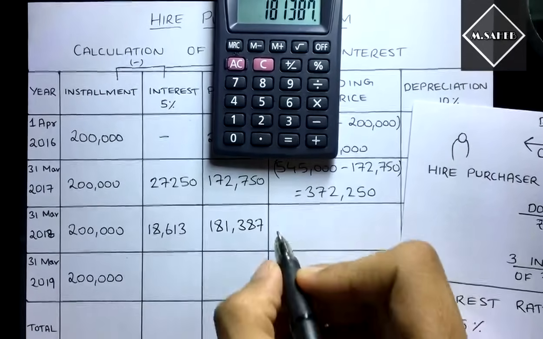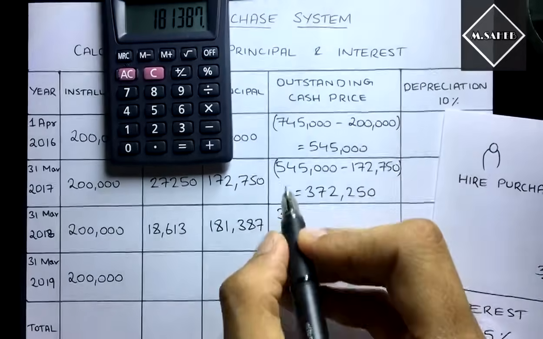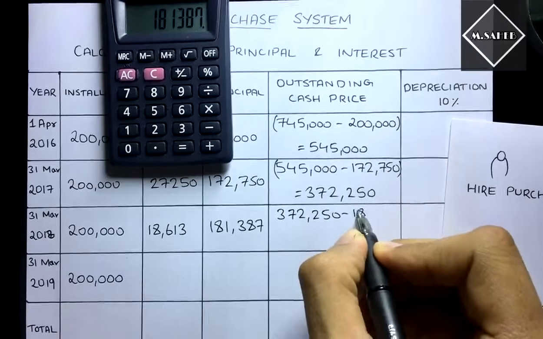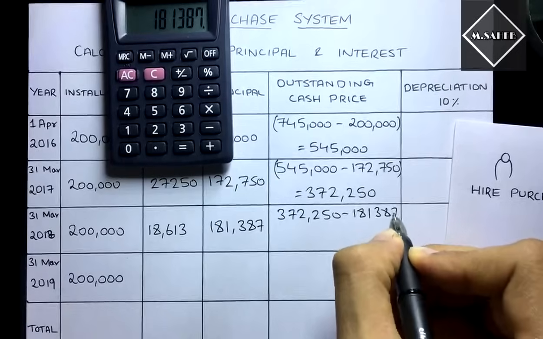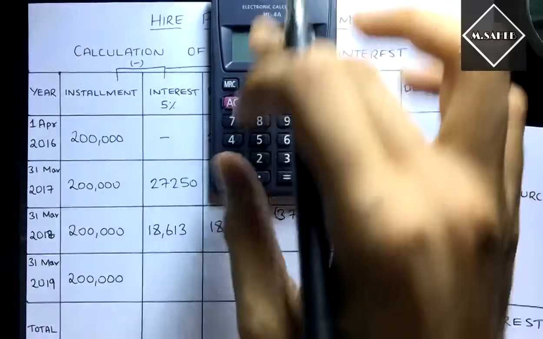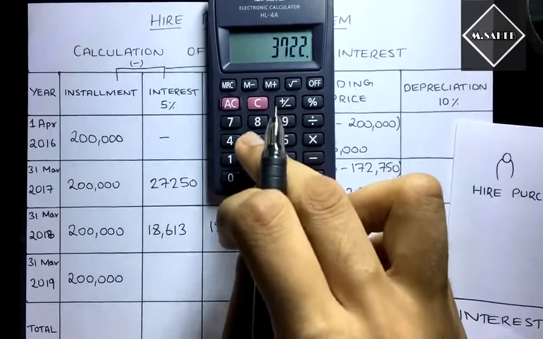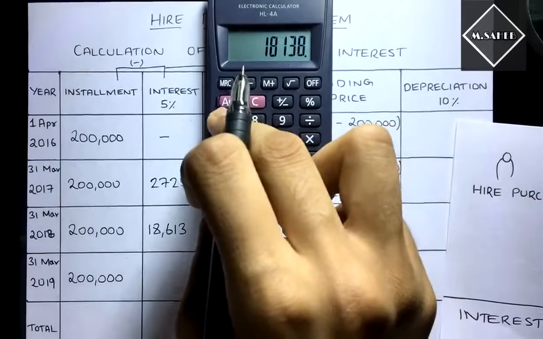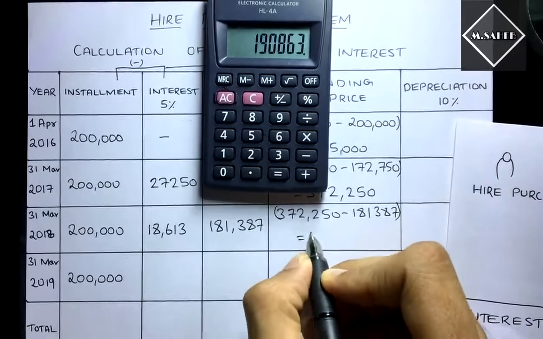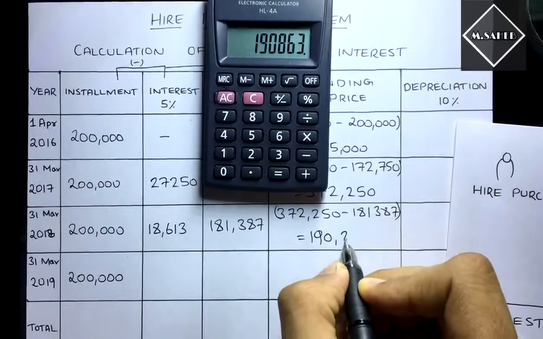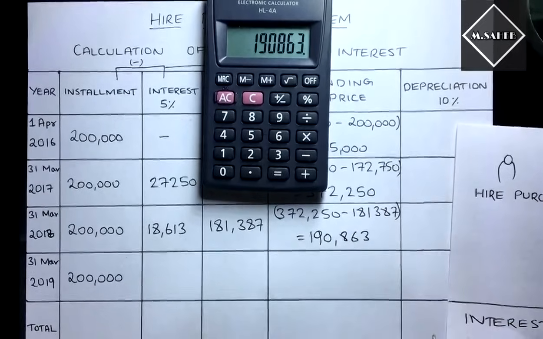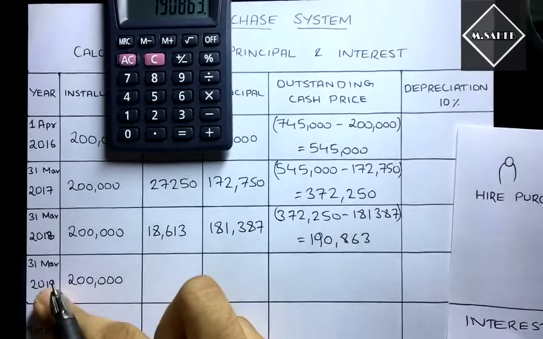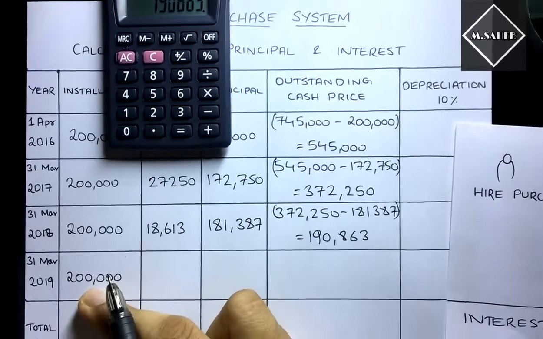1,81,387. This is the principal amount. And then again take the outstanding cash price, 3,72,250, and deduct the principal amount 1,81,387. Let's calculate: 3,72,250 minus 1,81,387 is equal to 1,90,863. So this is the outstanding cash price. And then in the next year, 2019, again a 2 lakh installment became due.